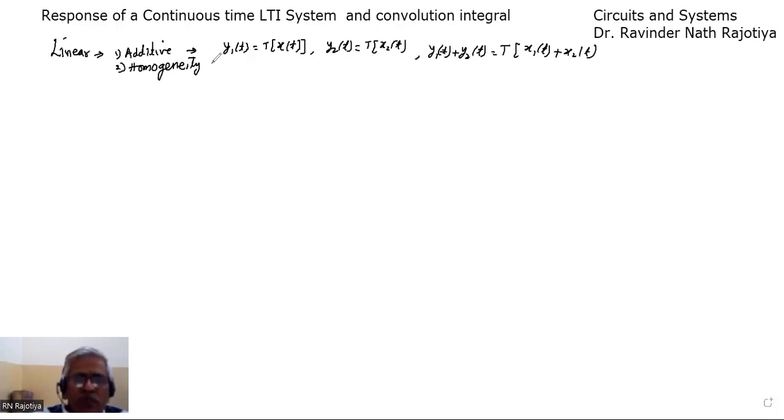The homogeneity property says that if y1 of t is the response of the system to an excitation x1 of t, then a times y1 of t will be the response of the system if the input was also scaled by the same factor, a x1 of t.